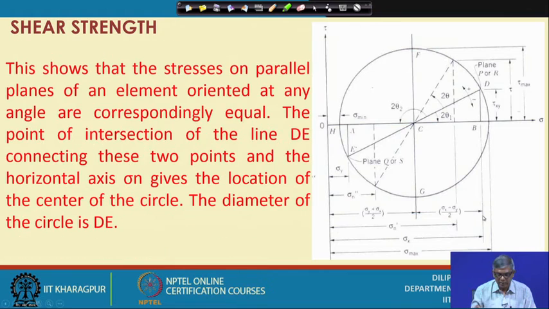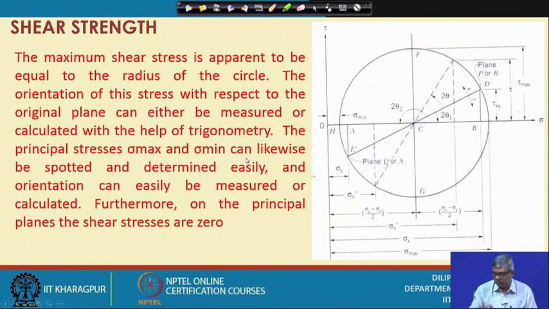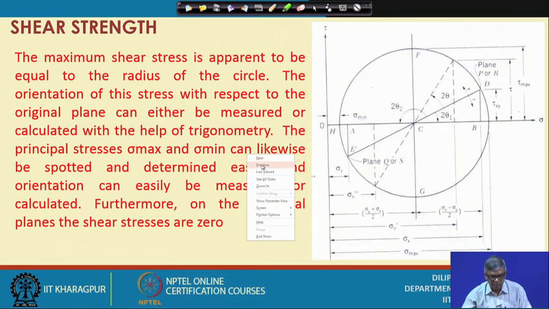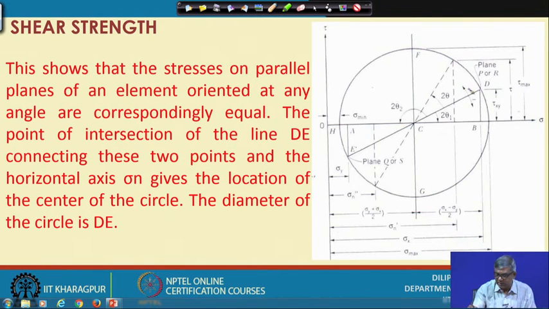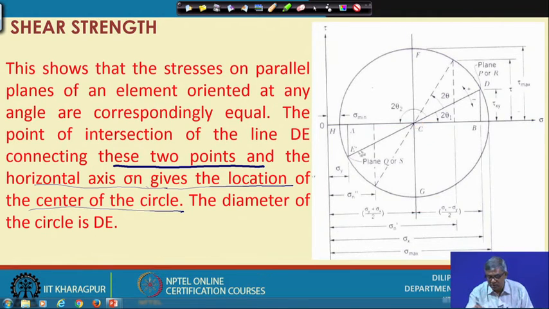Next slide I can show you that, and this shows that the stresses on parallel planes of an element oriented at an angle are correspondingly equal. The point of intersection of the line connecting these 2 points, D and E, and the horizontal axis sigma n gives the location of the center of the circle. So, if I join this and this, I get the location of the center of the circle. The diameter of the circle is D E. So, these two are actually in opposite directions on the circle.